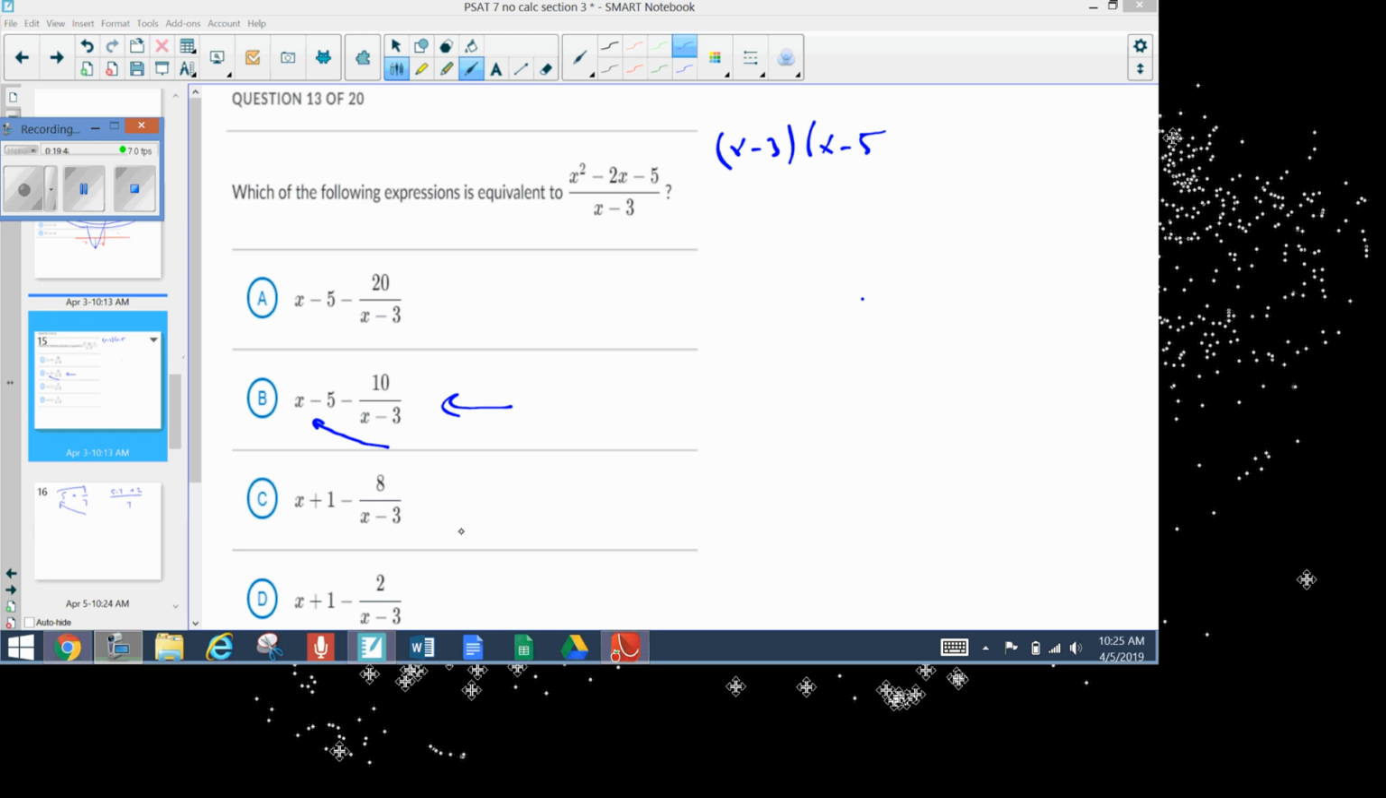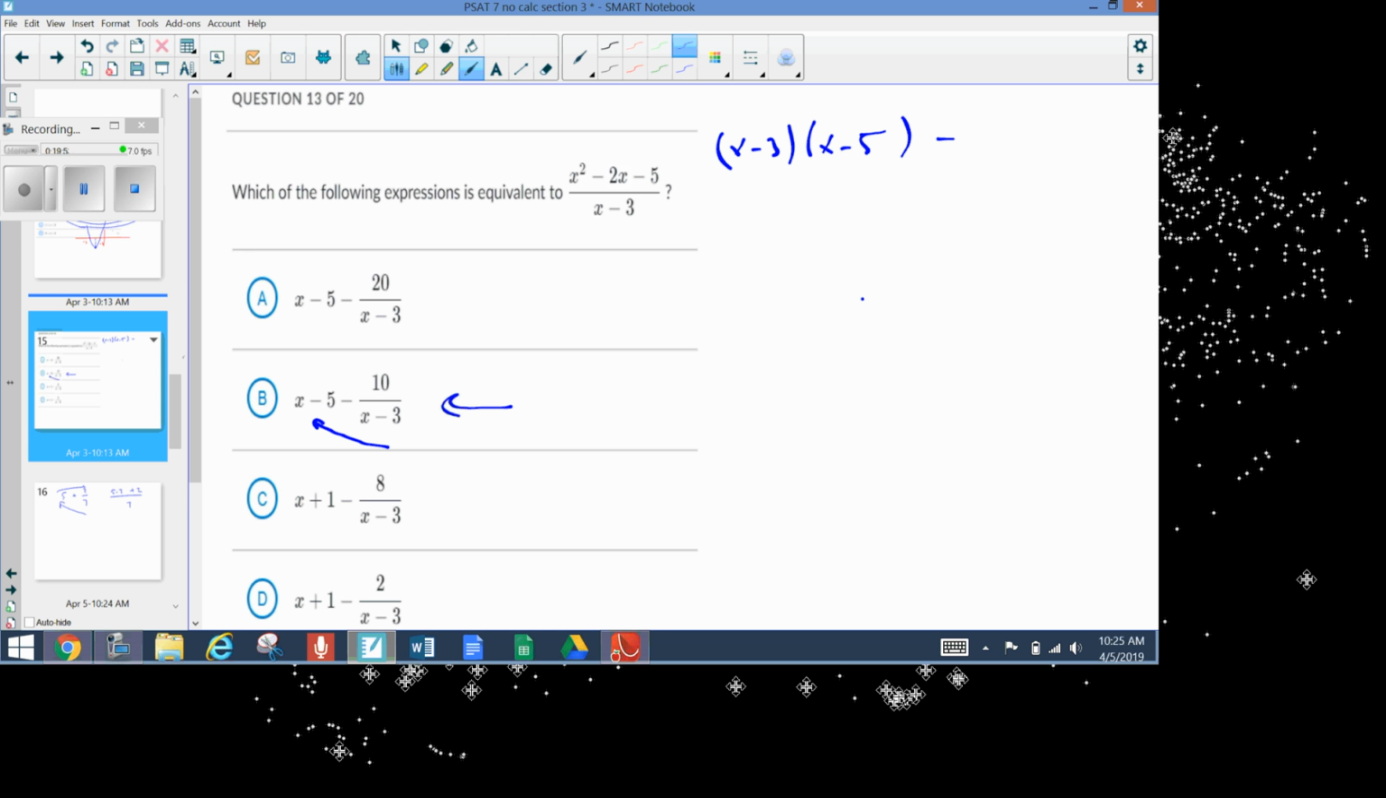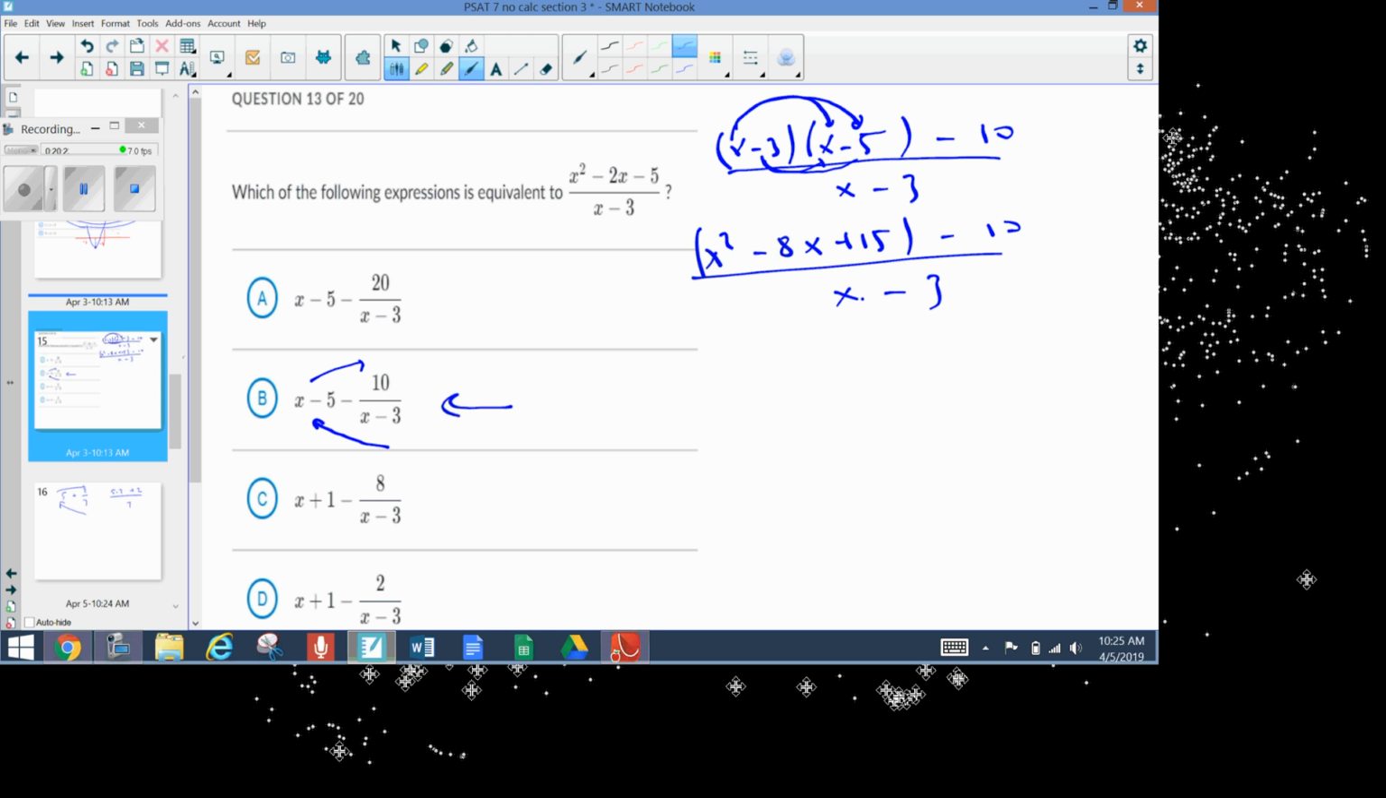We're going to multiply two of them. Minus, tell me, minus what? We're adding this number, right? Minus 10, and keep the denominator the same. Then keep this, start distributing. x times x, x squared. x times negative 5, negative 5x, negative 5x, negative 3x, total negative 8x, plus 15, okay, minus 10 over x minus 3. Is that the same thing?